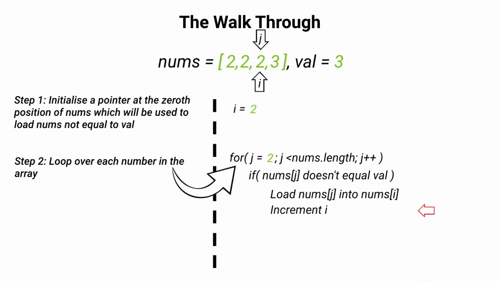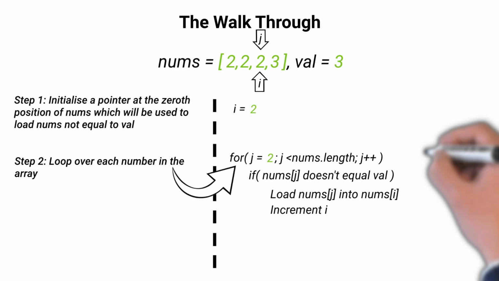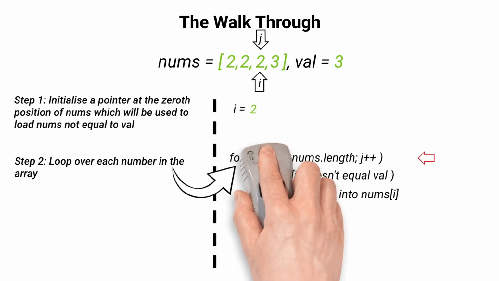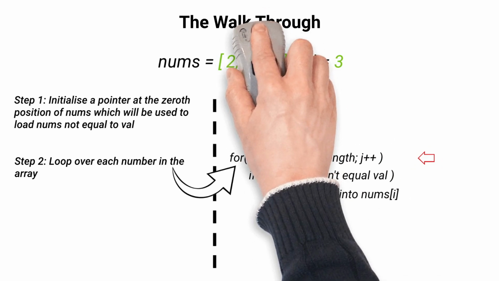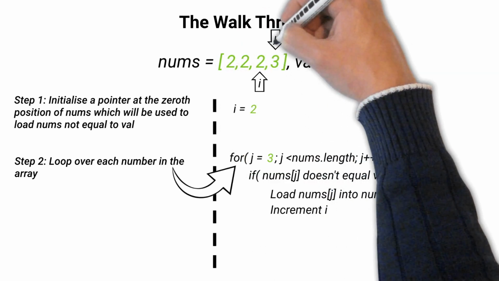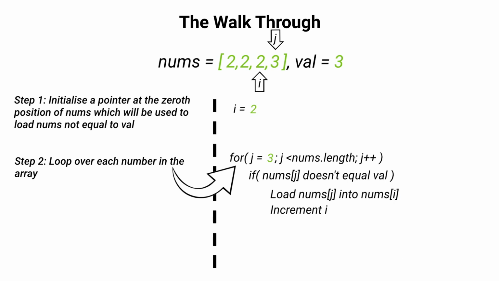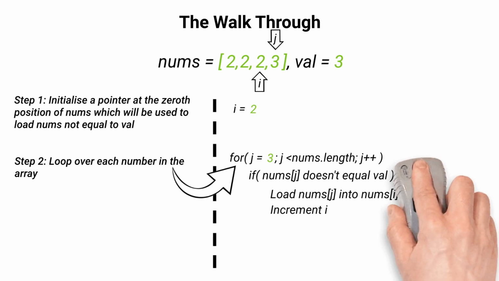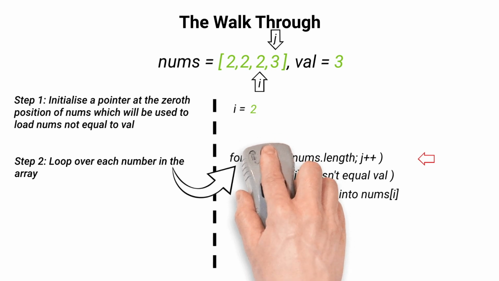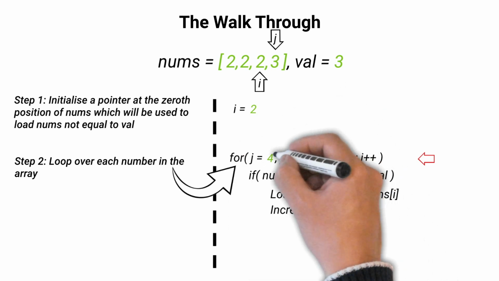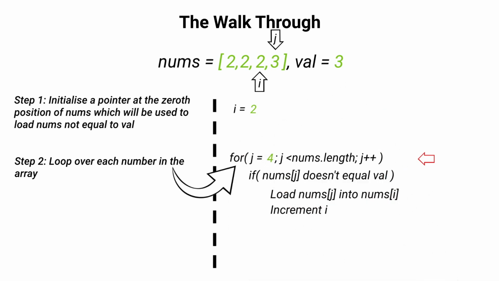And then we want to increment j. So j is now going to be set equal to 3. So we'll update the pointer. We want to check if nums j, which is 3, doesn't equal 3. Well, it does, so we'll skip that. And then we'll go back up and we'll increment j again. j is now equal to 4. 4 is equal to nums.length, so we now break out of the loop.